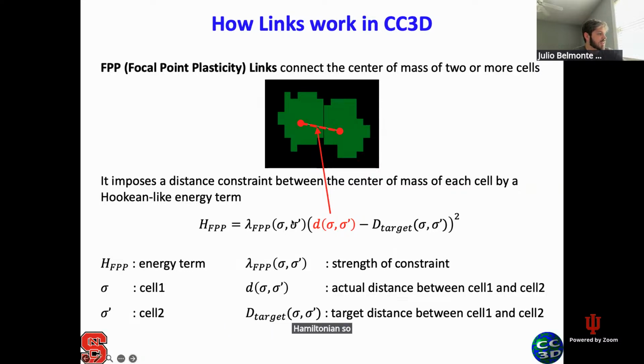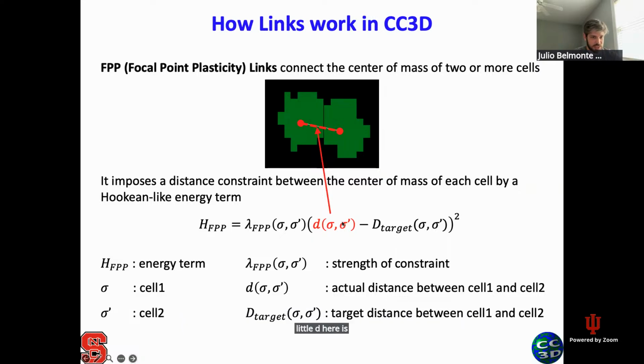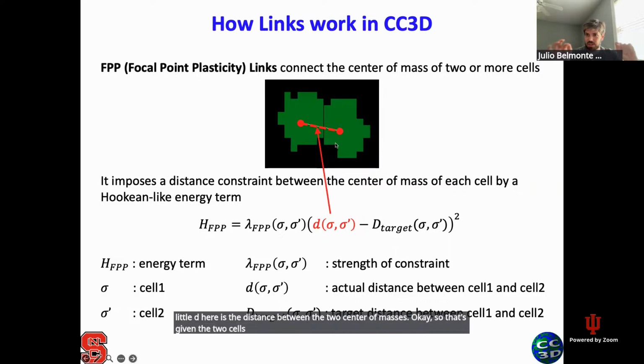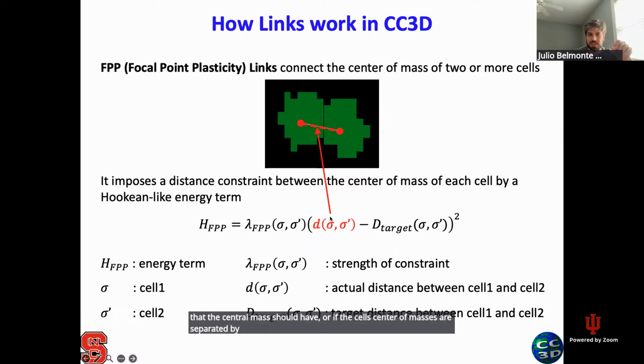The two rhos are: rho is the first cell, and rho prime identifies the second cell, and there is a lambda that sets the strength of the link constraint. This little d here is the distance between the two centers of mass. Given the two cells, that tells exactly what this distance is. And d target is the resting length that the centers of mass should have. If the cells' centers of mass are separated by this distance, then this difference is zero, and the cells experience no restoring force.